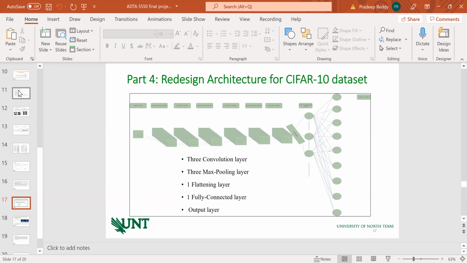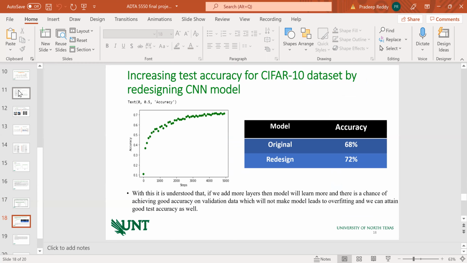By redesigning the CNN model for the CIFAR-10 dataset, I got an accuracy of around 72%, which is better than the original model. So it is understood from this that if we add more layers, the model will learn more, and there is a chance of achieving good accuracy and validation, which will not lead the model to overfitting, and we can attain good test accuracy as well. So after adding an extra layer, these are the results.